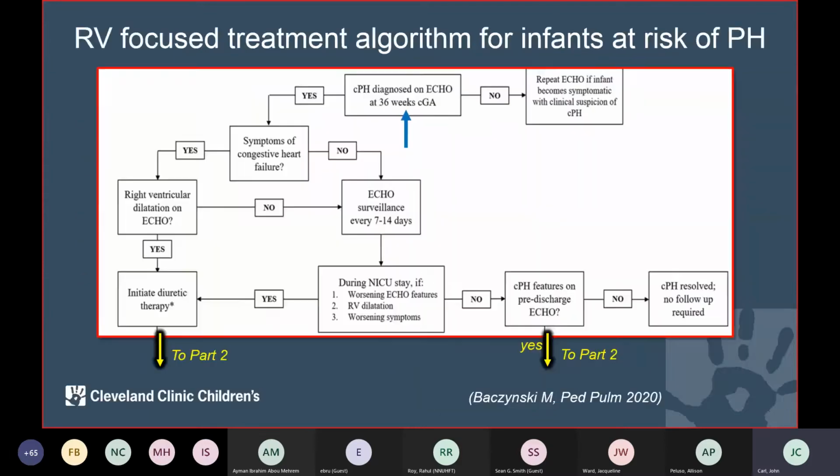And so if you begin here at the blue arrow, if pulmonary hypertension is diagnosed on echo at 30 weeks corrected gestational age, and if the patient has symptoms of congestive failure as seen here with right ventricular dilation on echo, the first thing one would do, as you all do, is initiate diuretic therapy. If you don't find this, you just do echo surveillance every 7 to 14 days.